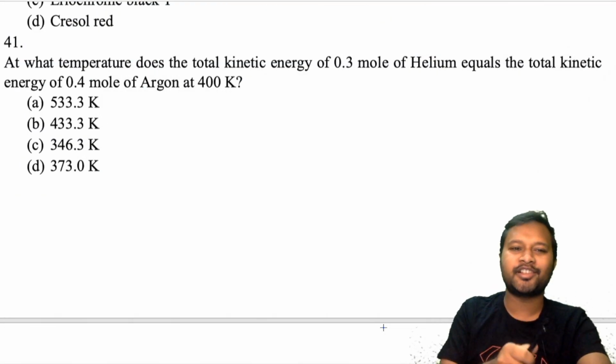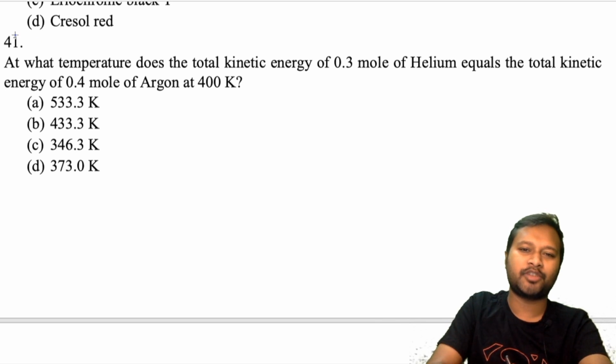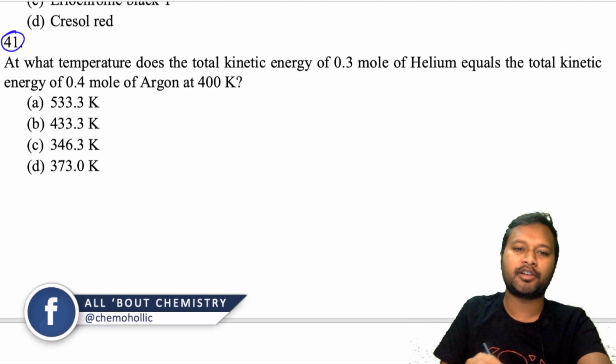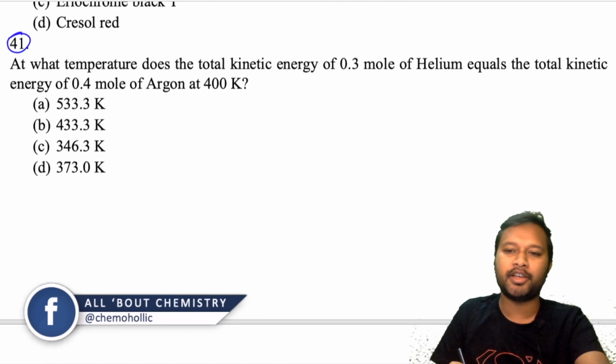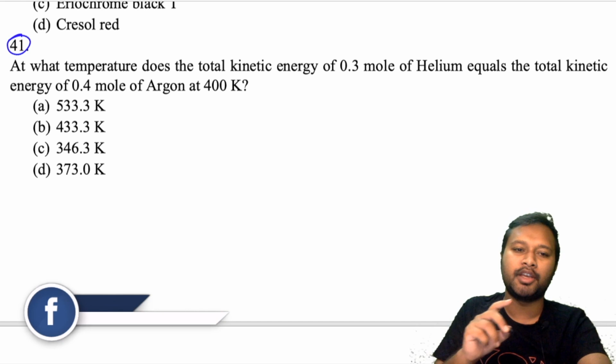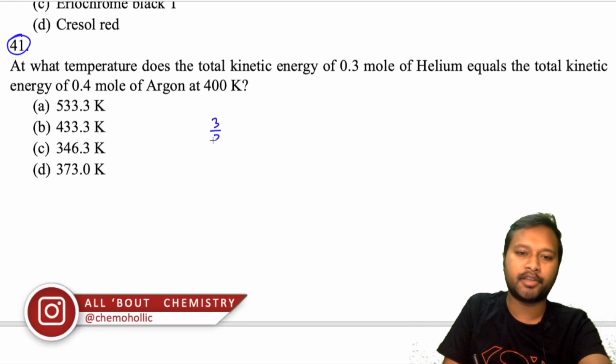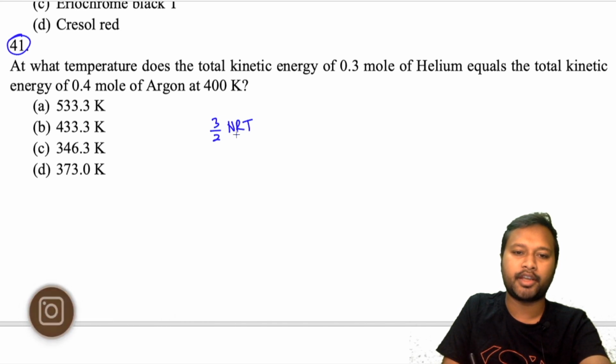Alright, so I'll take this first question over here. This was question number 41, and the question says: at what temperature does the total kinetic energy of 3 moles of helium equal the total kinetic energy of 0.44 moles of argon gas? The formula to calculate the kinetic energy is 3/2 nRT or nKT. You can take any one of them.